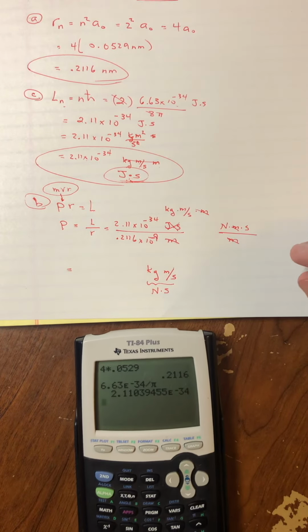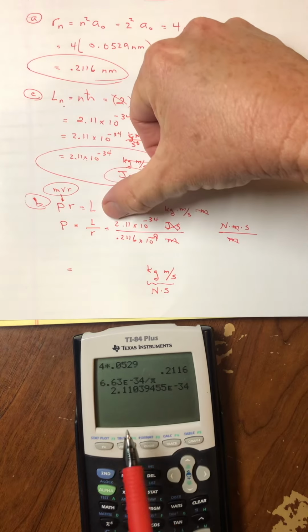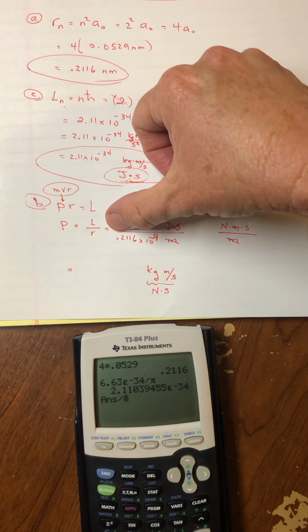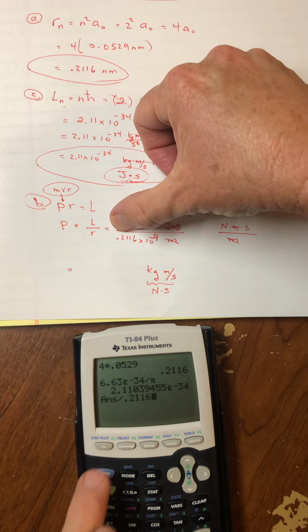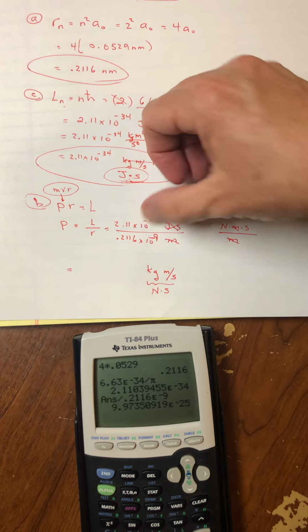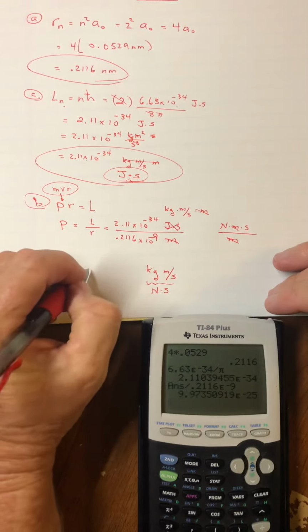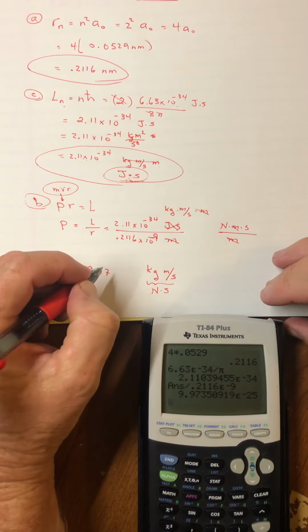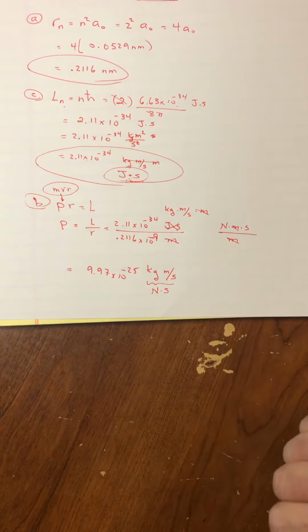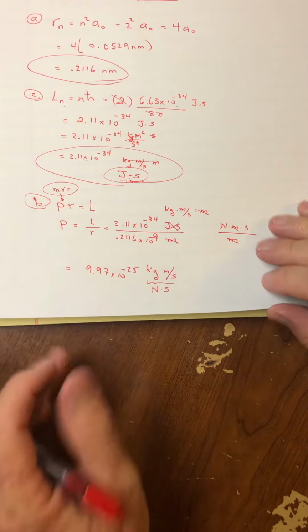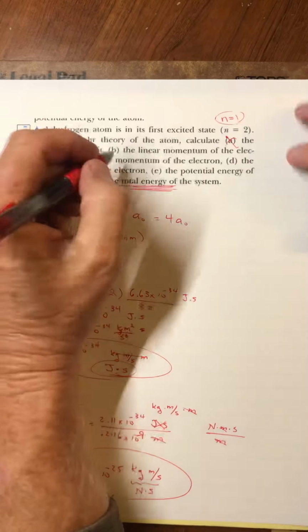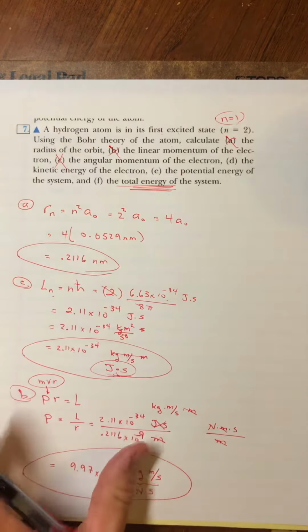So let me grab my calculator here. Let's see, I still have the number in the numerator, 2.11 times 10 to the minus 34. Let me divide it then by 0.2116 times 10 to the negative 9 and come up with a linear momentum of 9.97 times 10 to the minus 25 in units of kilogram meter per second. And so there is my first three. All right, so maybe I'll cross out. So I got linear momentum and I got angular momentum.